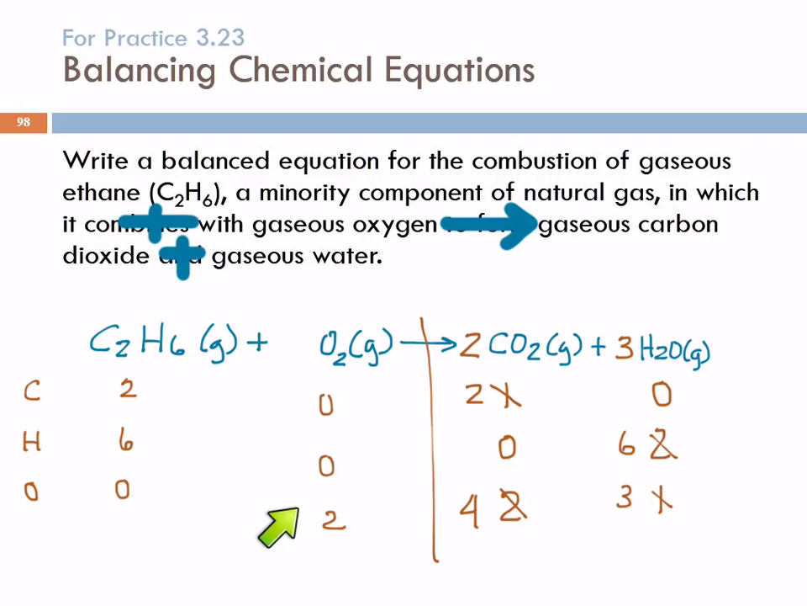Oxygens. Here I've got 0 and 2, and I've got 4 and 3. So I have a total of 7 on the right side and 2 on the left side. This is what I call the odd-even problem. You can use fractions here and then clear the fraction later, but most students don't really like fractions that much and would rather avoid using them. How can you make an odd number into an even number?